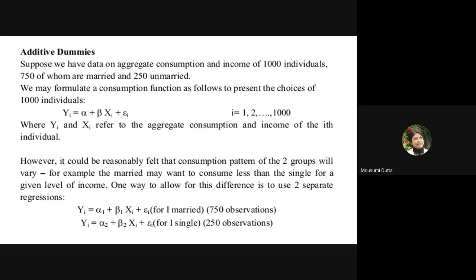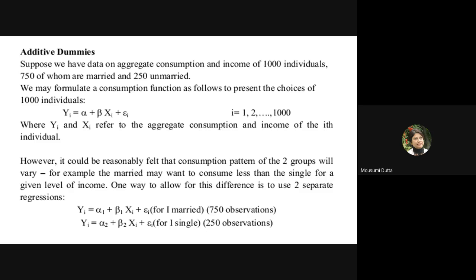However, it could be reasonably felt that the consumption pattern of the two groups will vary. For example, the married may want to consume less than the single for a given level of income. For the married individual, responsibility is higher, so they may want to save, and therefore their consumption level may be lesser. For the unmarried individual, responsibility is lesser, so whatever they are earning, they will like to spend. Suppose this is the background.